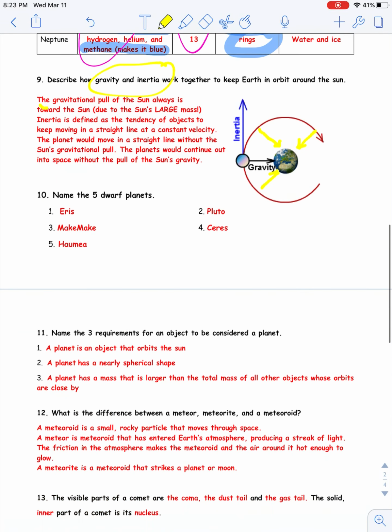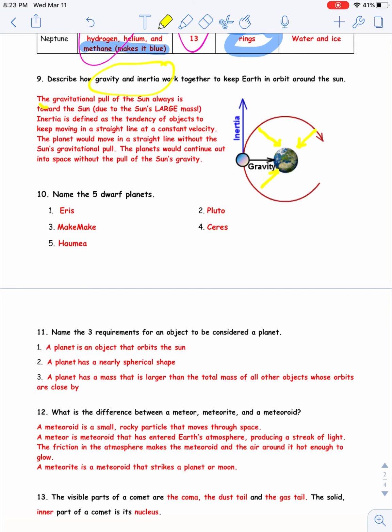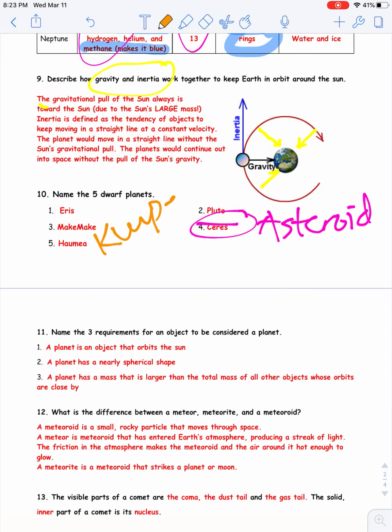Name the 5 dwarf planets: Eris, Makemake, Haumea, Pluto, and Ceres. Ceres is the one that lives in the asteroid belt, but all the other ones are located in the Kuiper belt. Remember that the asteroid belt is between the last rocky planet and the first gas planet. So the asteroid belt is between Mars and Jupiter.